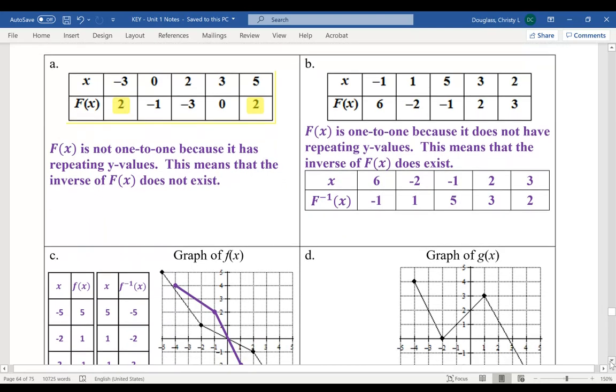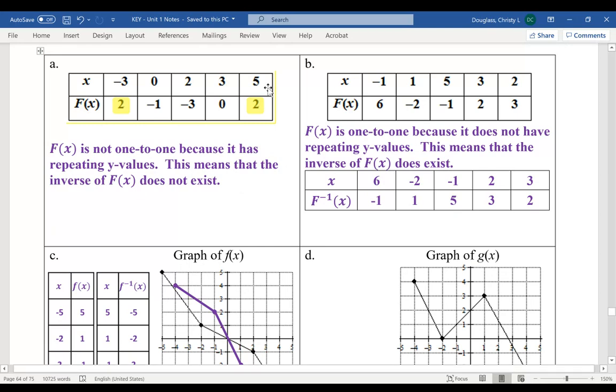The first two examples are numerical. We simply have a table of values. In the first example, example A, we have a function, and I know it's a function because none of the x values repeat. However, we have y values that are repeating. Notice there are two coordinates, (-3, 2) and (5, 2), that have the same y value. Because the y values repeat in example A, f of x is not a 1-to-1 function. This means that the inverse of the function does not exist.